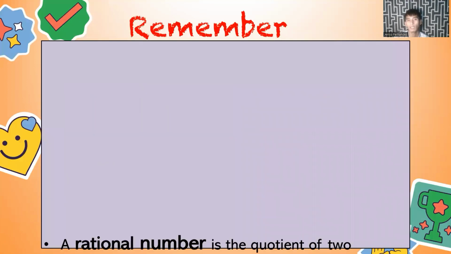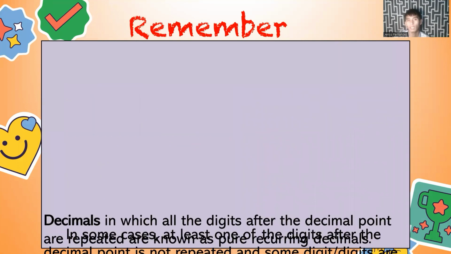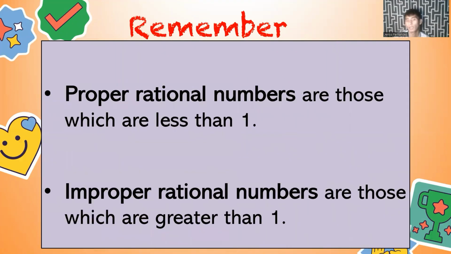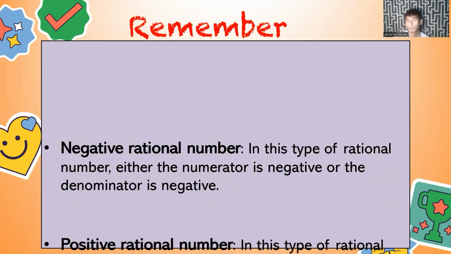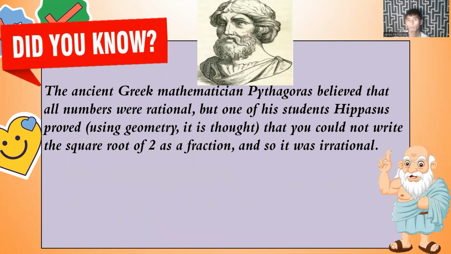So, this is your activity, and then, ito yung mga kailangan nyong tandaan. Okay? So, rational numbers: finite or terminating, non-terminating decimals. Okay? Proper and improper rational numbers, positive and negative. Okay? So, did you know that the ancient Greek mathematician Pythagoras believed that all numbers were rational, but one of his students, Hippasus, proved using geometry that you could not write the square root of 2 as a fraction, and so it was irrational.